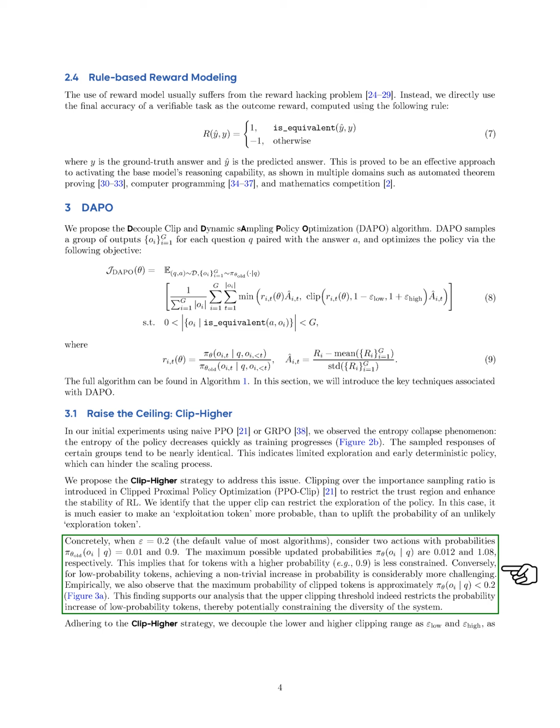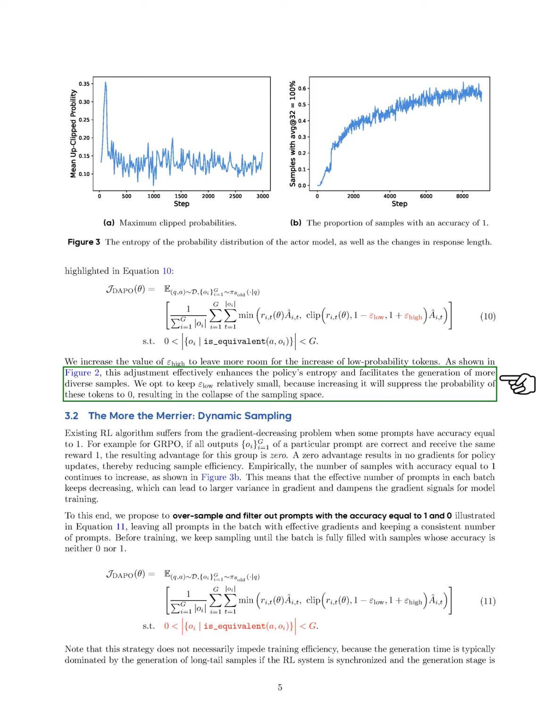Our empirical findings support that the upper clipping threshold limits the probability increase for low probability tokens, which can reduce diversity in the system. By decoupling the clipping ranges, we allow more room for low probability tokens to increase, which enhances the policy's entropy and leads to more diverse samples.